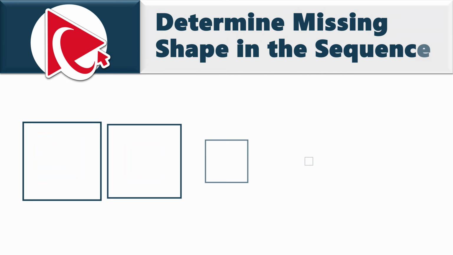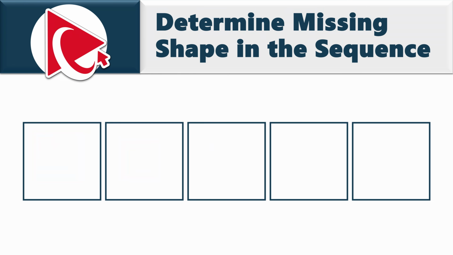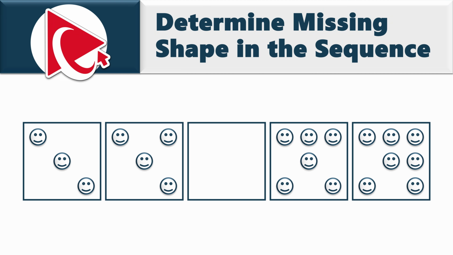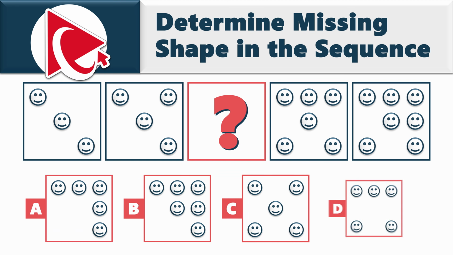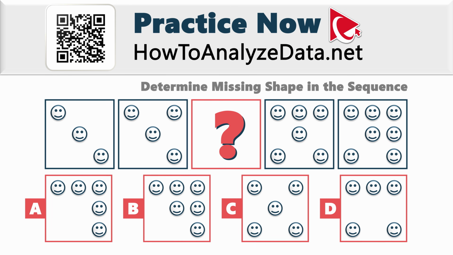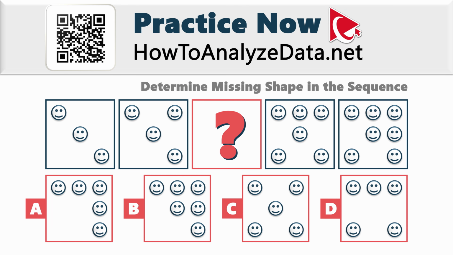You're presented with a series of shapes. Each square has smiley faces inside. There are 5 squares and the middle square is missing. You need to select the answer for the missing square out of 4 possible choices. Choice A, B, C, and D. Take a moment to gather your thoughts, tap into your imaginative side, and let's triumph over this challenge together. Your solution is almost ready and is definitely within reach.